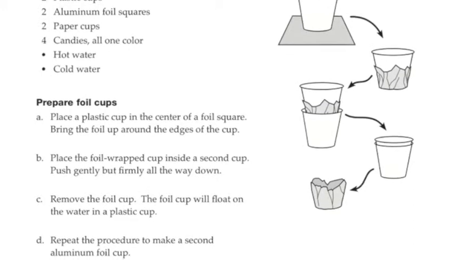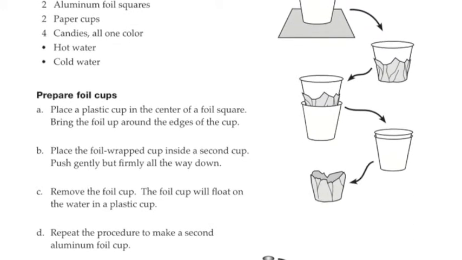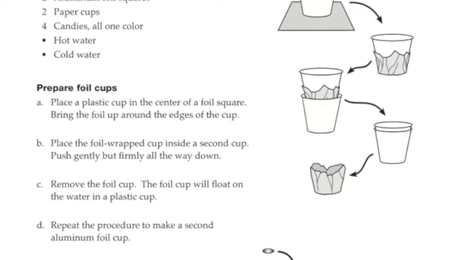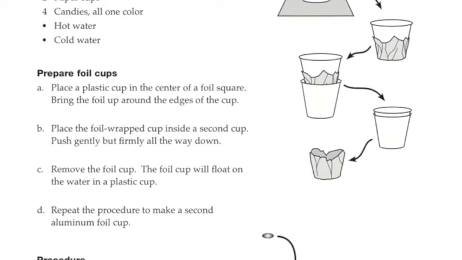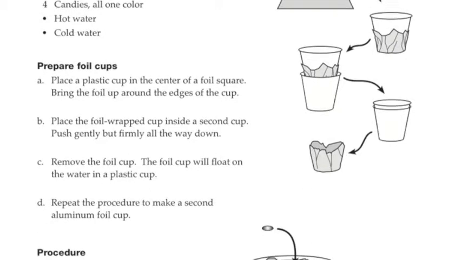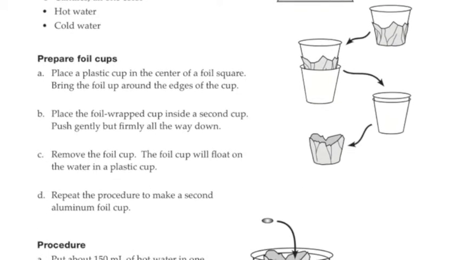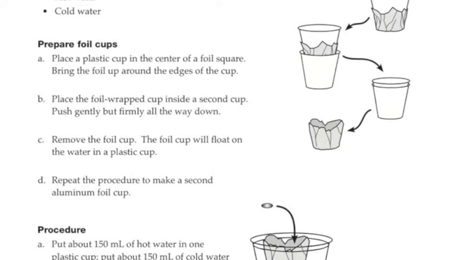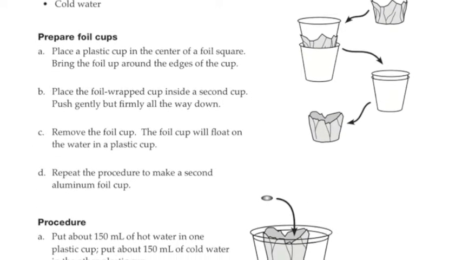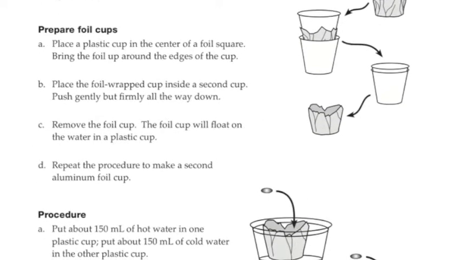Prepare foil cups. A. Place the plastic cup in the center of the foil square. Bring the foil up around the edges of the cup. B. Place the foil wrapped cup inside a second cup. Push gently but firmly all the way down. C. Remove the foil cup. The foil cup will float on the water in the plastic cup. D. Repeat the procedure to make a second aluminum foil cup.